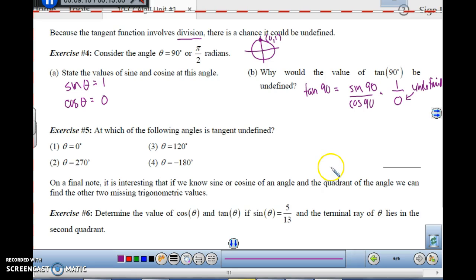If you were to graph the tangent graph, it actually has an error right there. That is called an asymptote. It comes very, very close to 0, but will never actually reach 0. Okay, at which of the following angles is tangent undefined? So where we're going to get cosine of 0 in the denominator. Well, let's think about this. All right, we'll see if we can figure that out in the next lesson.